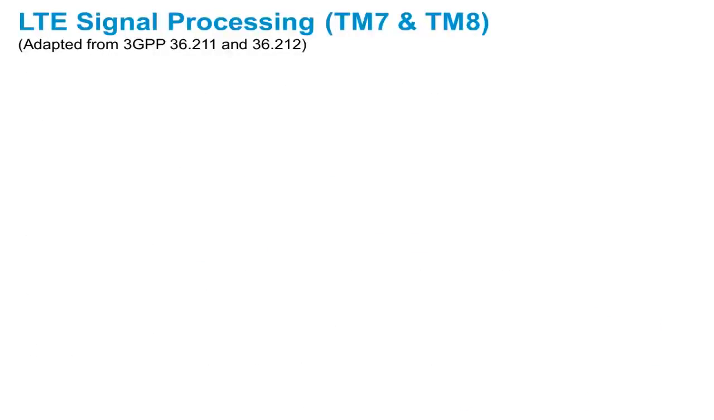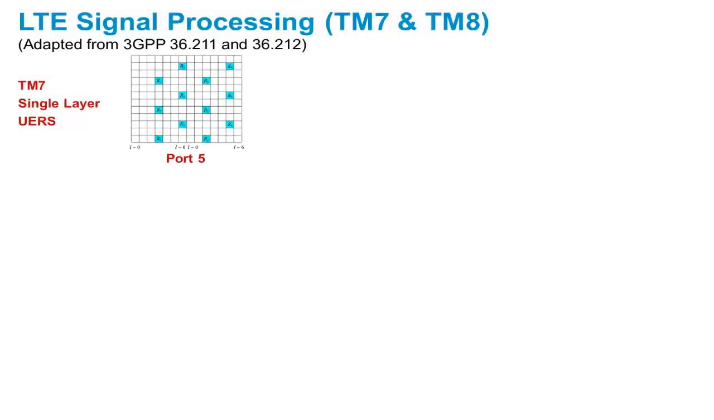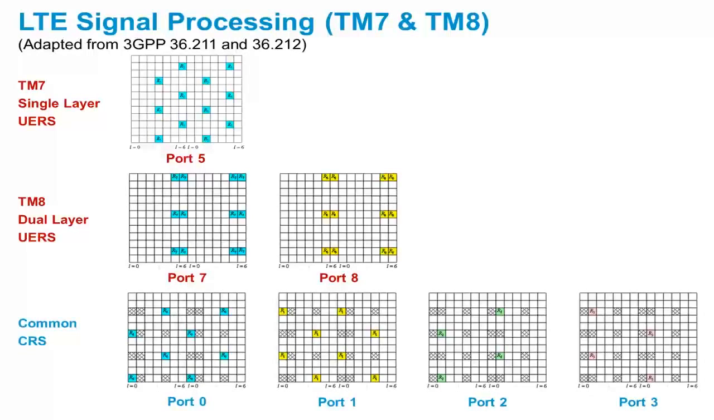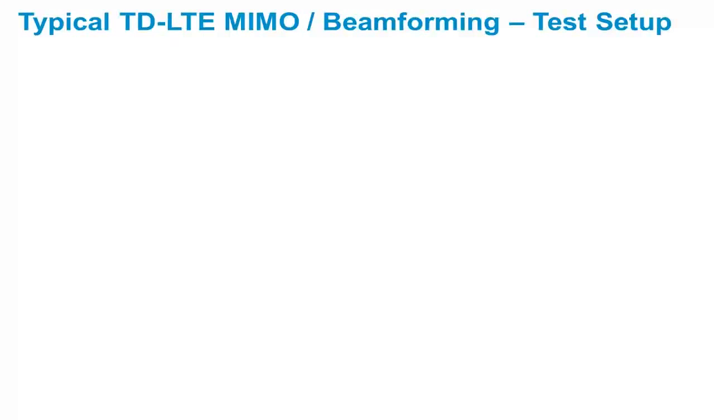LTE defines resource element mappings for each of the following reference signal types: transmission mode 7 single layer UE specific reference signals for port 5, transmission mode 8 dual layer UE specific reference signals for ports 7 and 8, as well as common cell specific reference signals for ports 0 through 3. All these reference signals need to be verified both in terms of baseband correctness and relative magnitude and phase observed at the RF antenna. Let's consider a typical TD-LTE MIMO beamforming transmission mode 7 and 8 test configuration.